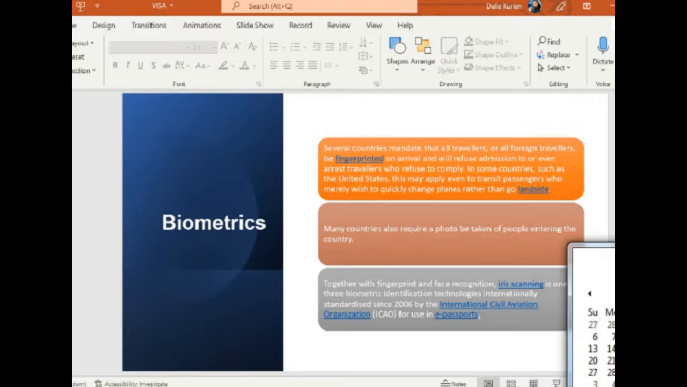So biometrics are those kind of things. Many countries also require a photo to be taken of people entering the country. So it is important that they should have it. Together with fingerprint and face recognition, iris scanning is also one of the three biometric identification technologies. Iris scanning is your eyeball. They will ask you to look into a particular machine and your eyeball will be scanned. As per the medical rules, every person has a differentiation in their iris, in their eye, as their fingers also are different. Face recognition sometimes has a problem, but fingers and iris won't. That's the reason many countries are opting for these three, so that if one goes for toss, the other two can work out. This is actually a standardized rule put up by ICAO, in usage of e-passports.